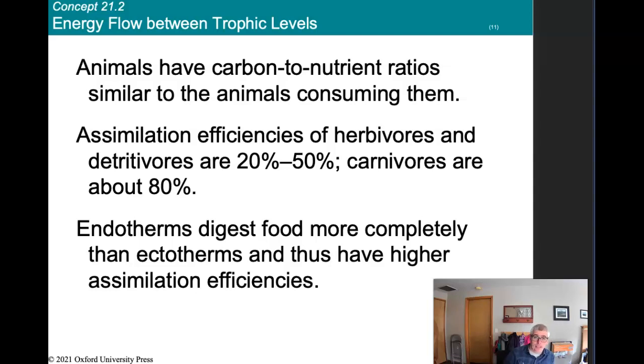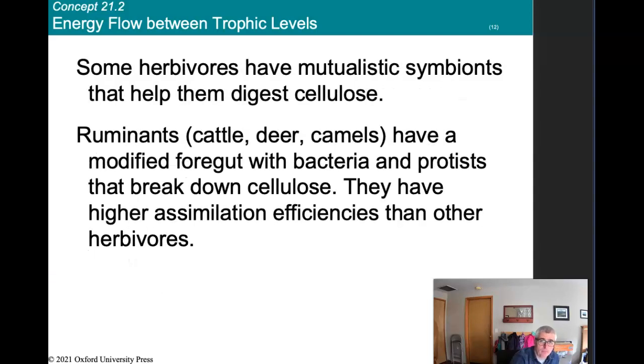Endotherms digest food more completely than ectotherms and thus have higher assimilation efficiencies. And we'll come back to some of the differences between endotherms and ectotherms. Some herbivores have mutualistic symbionts that help them digest, i.e. the ruminants, cattle, deer, camels. They have the modified foregut with bacteria and protists that help break down cellulose, and have higher assimilation efficiencies than other herbivores. So they've adapted to extract as much energy out of what they consume, compared to herbivores without those adaptations.